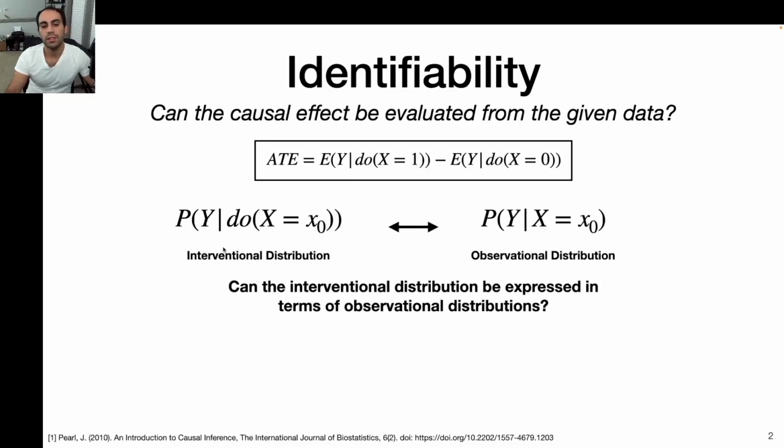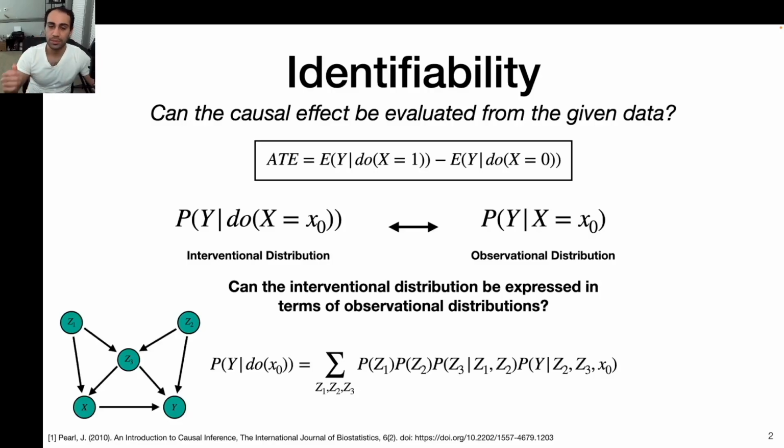So on the left here, we have an interventional distribution, which we discussed in the previous video. And this is what we're seeing in our definition of the average treatment effect. And on the right here, we have an observational distribution. So a key point is, in the real world, the data we collect is usually an observational distribution. So expressing these interventional distributions in terms of the things we actually measure is what identifiability is all about.